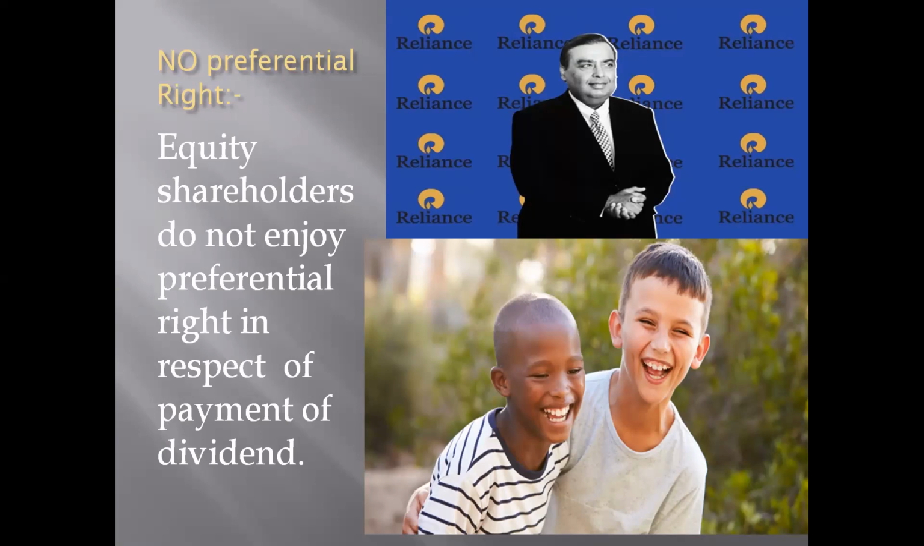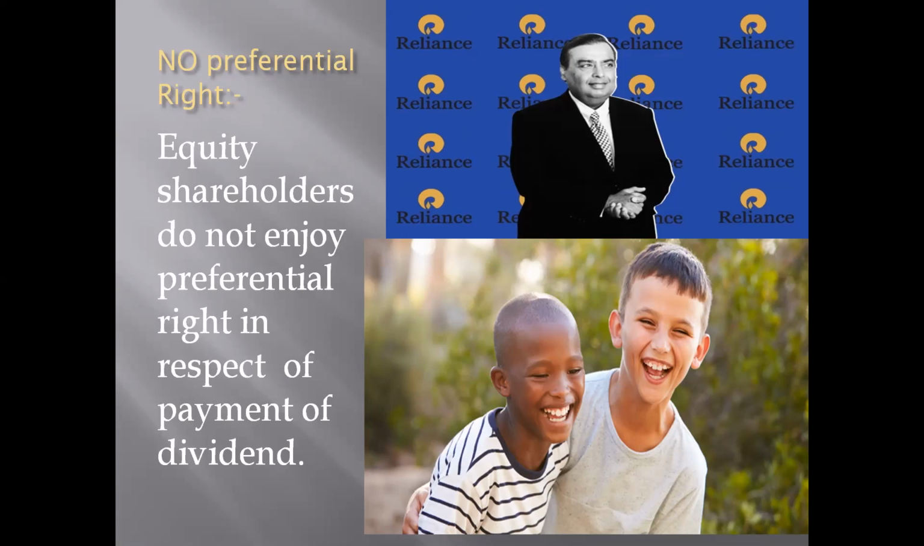Now see in this picture, who is the person shown in the picture? Ambani. Correct. And who are these people? Now down, there are two children, who are they? You don't know. Correct? In the same way, preference shareholders have preference.